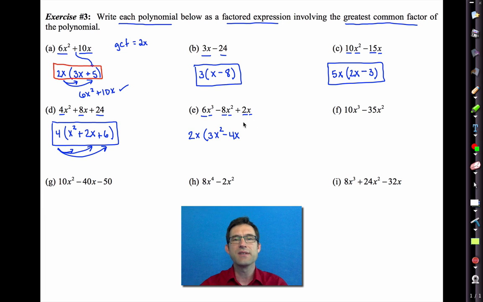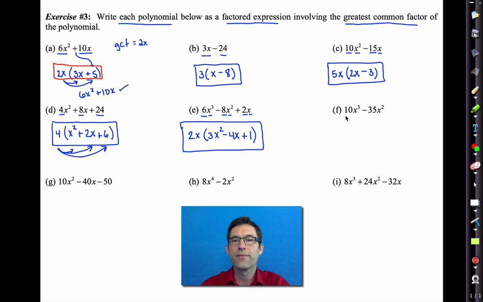Now this last piece is a little bit tricky for some students. What would I have to multiply 2 by to get 2? Well, I'd have to multiply it by 1. And the x also comes along for the ride, right? So 2x times 1 would be 2x. Ultimately, you should always do a little mental check and see if the distribution works out to give you what you started with.